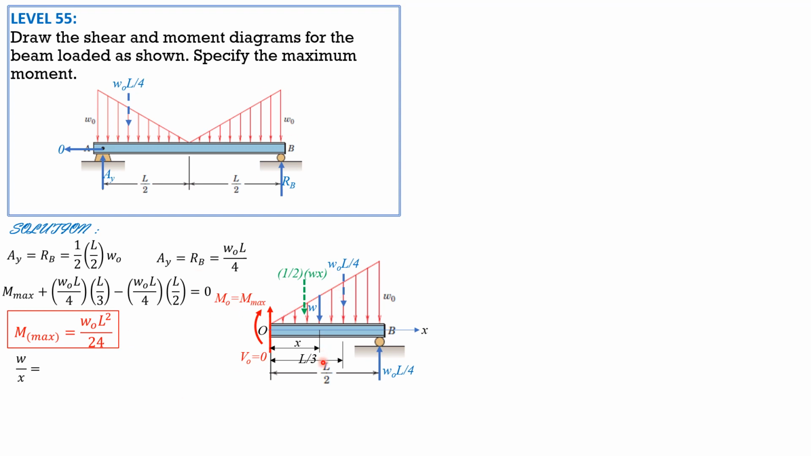Then at this section here, W is to X as WO is to L over 2. So W is 2WOX over L. So the shear equation here is 0 minus 1/2 of WX, and that's the positive moment. So shear is 0 minus 1/2 of WX, and W is 2WOX over L. So the shear equation is negative WOX squared over L.